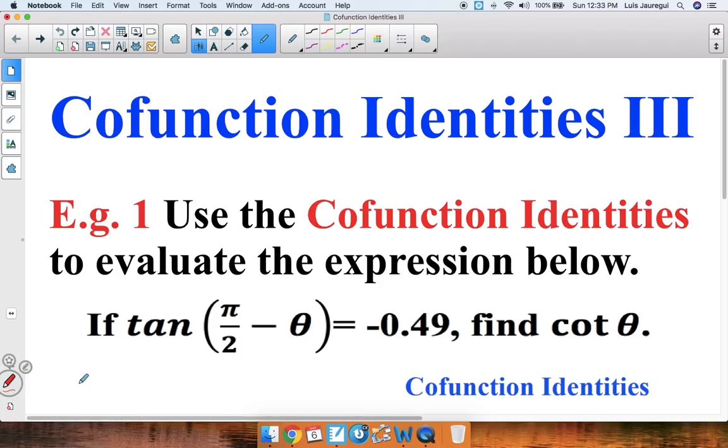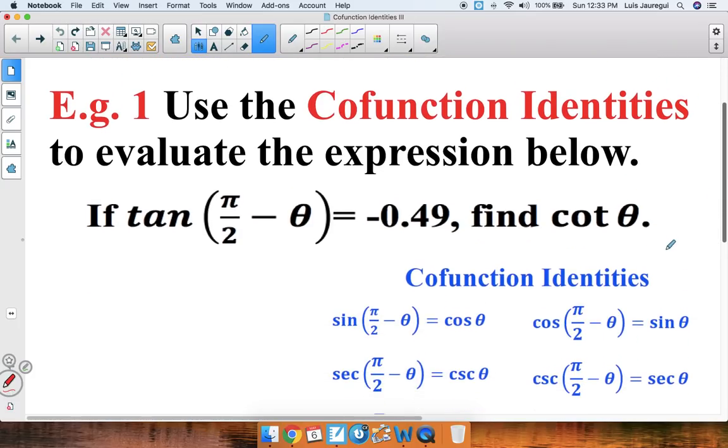Let's take a look at our first example. Use the cofunction identities to evaluate the expression below. If tangent of pi over 2 minus theta is equal to negative 49 hundredths, find cotangent of theta. The first thing we always want to do is to identify what we want. In this case, we want cotangent of theta. So let's write that down.